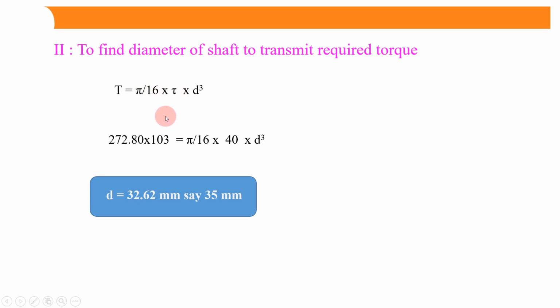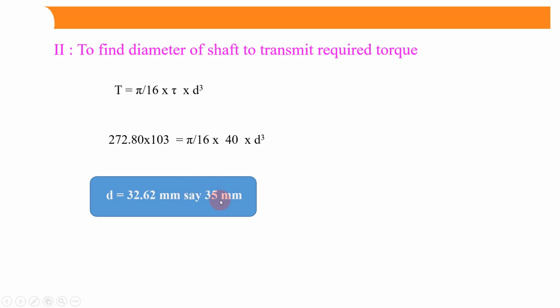By this relation I have calculated the diameter d as 32.62 mm. I have rounded it to 35 mm. You can also take it as 33 or 34 mm, but for the safe side, I have taken it as 35 mm. So d I have calculated as 32.62 mm, and for a safe size the rounded value I have taken is 35 mm.